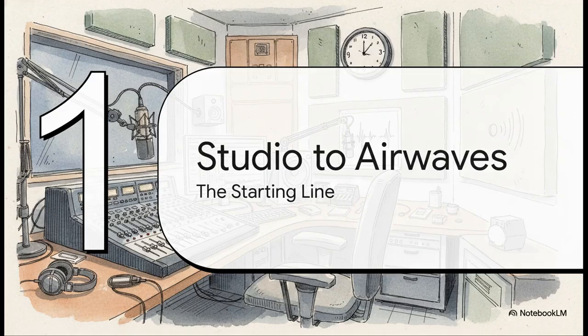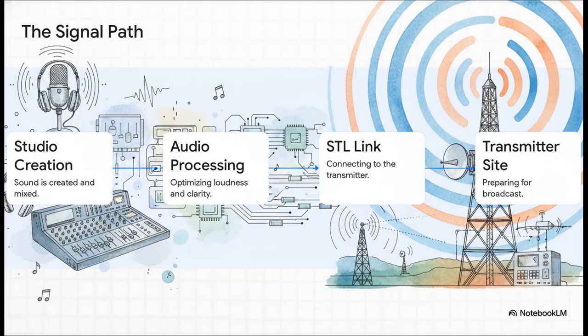Okay, so every journey has a starting line. For our signal, that's the broadcast studio. This is where it all begins, where the sound is recorded, mixed, and shined up before it gets sent out on its incredible adventure. So step one is just the sound itself, right? In the studio. But it doesn't just go straight out. First, it gets sent through some really fancy audio processors. These things are key. They tweak the loudness and make everything super clear, giving it that professional on-air punch.